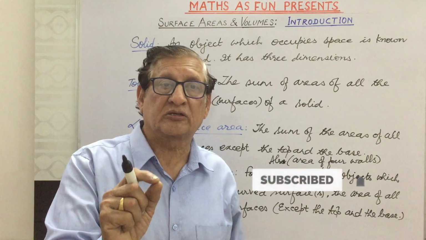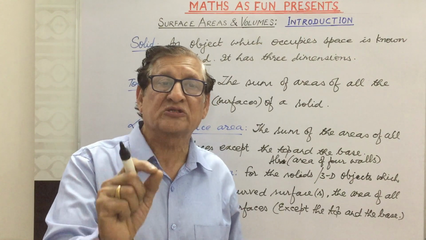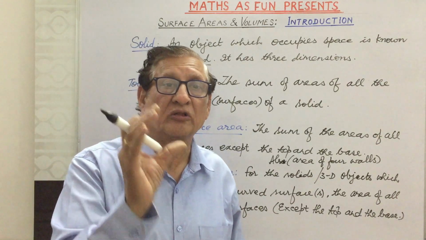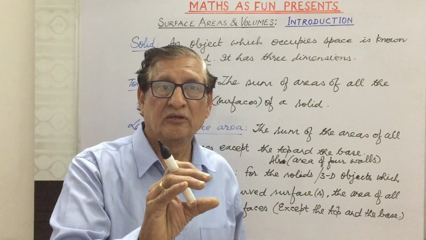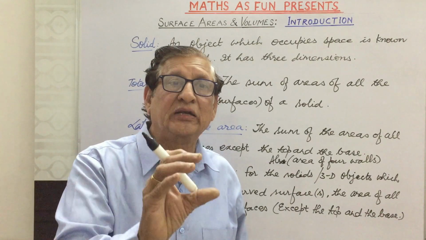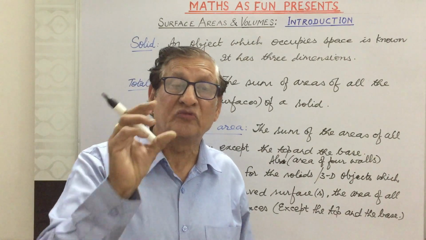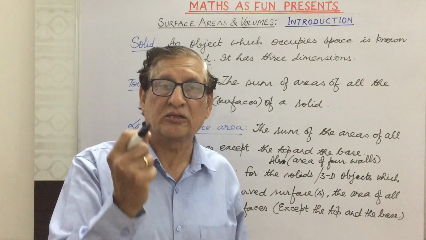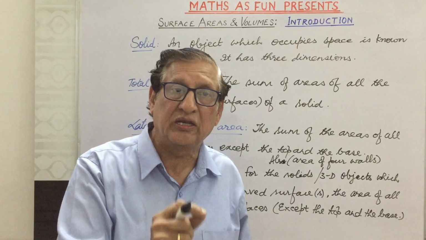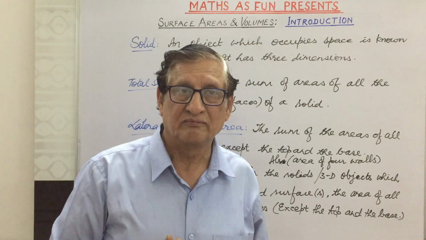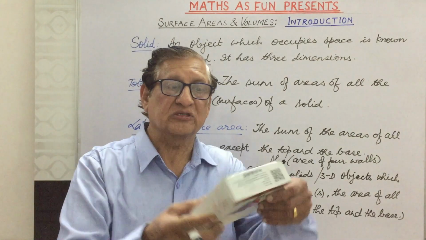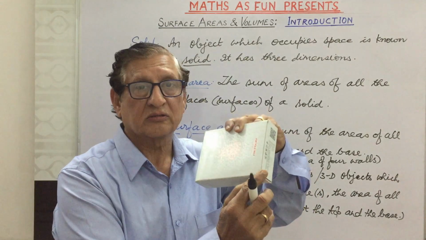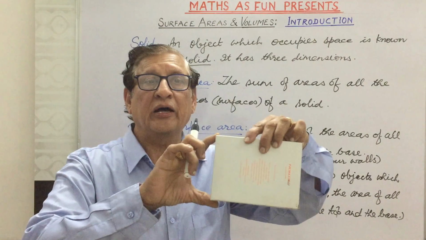See, every three-dimensional object, every solid has some surfaces. If we find the areas of all the surfaces and add them, we will find the total surface area. So we can say the total surface area of a three-dimensional object is the sum of the areas of all its surfaces. Like we have a cuboid. This is a cuboid. Three dimensions: length, breadth or width, and the height.